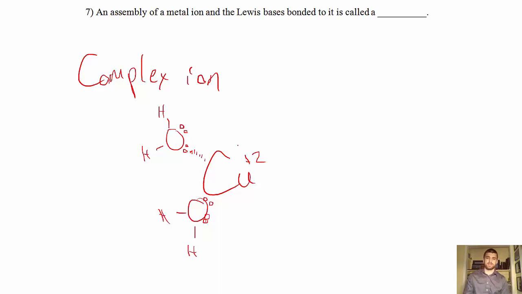So we get this thing that's called a complex ion because the whole thing is still going to have a charge, a +2 overall or whatever it is. This is going to be this weird complex-ion-looking thing. And that's pretty much the basis of what you need to know about that.